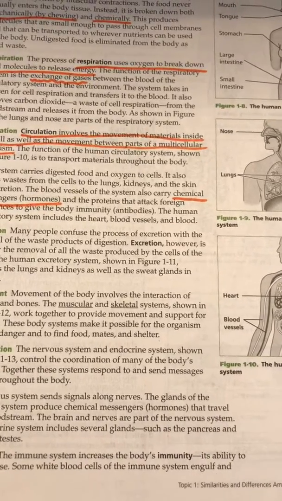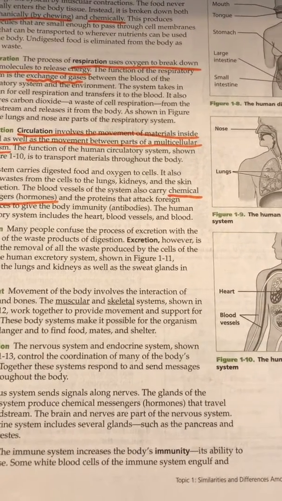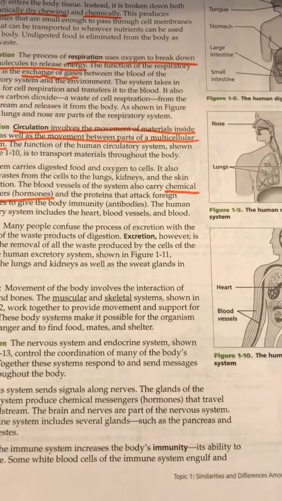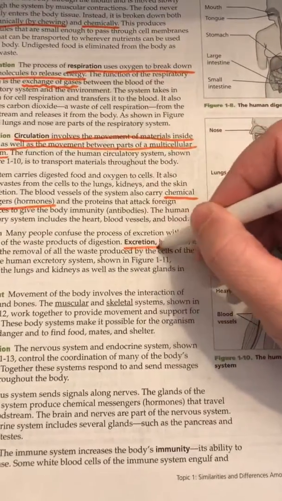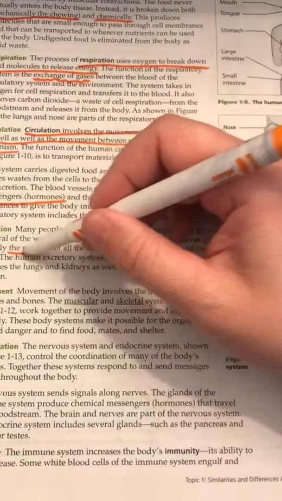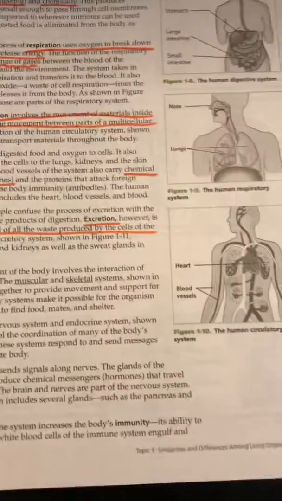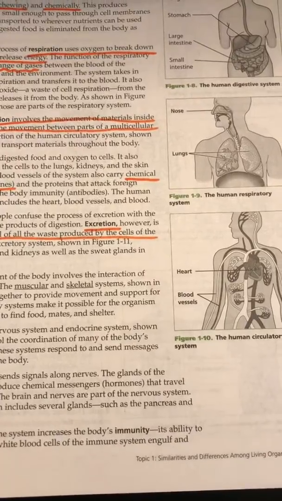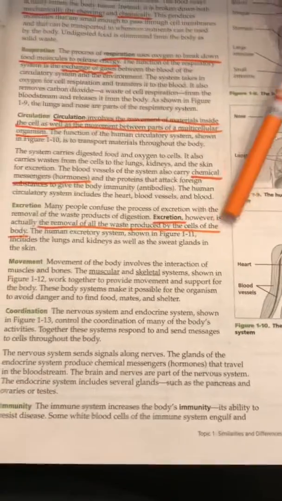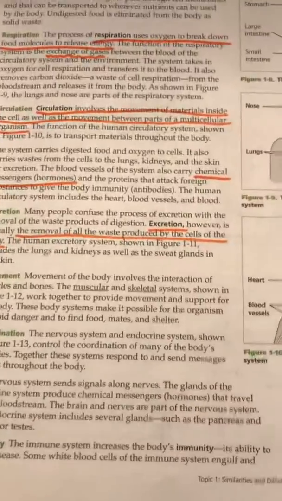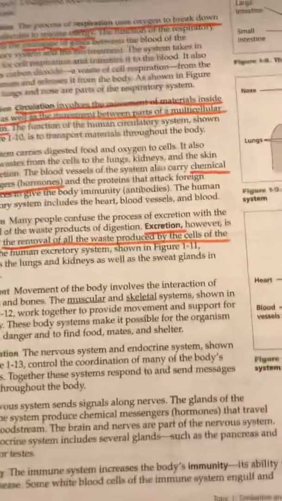Excretion. Many people confuse the process of excretion with the removal of waste products of digestion. Excretion, however, actually is the removal of all the waste produced by the cells of the body. The human excretory system, shown in Figure 1.11, which is on this page here, includes the lungs, kidneys, as well as sweat glands in the skin.